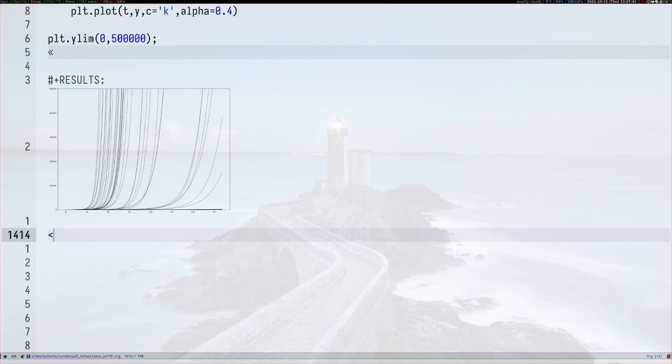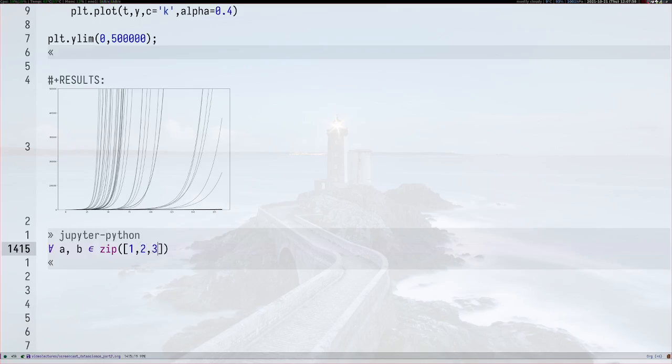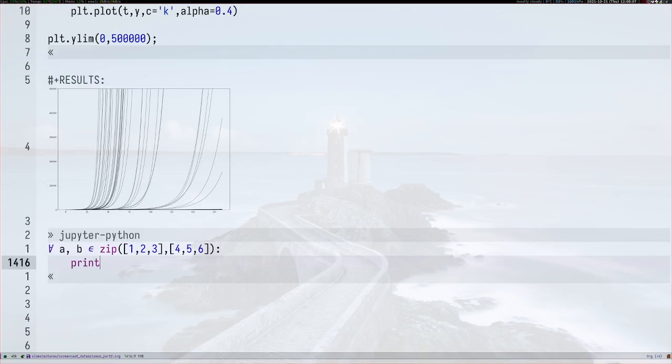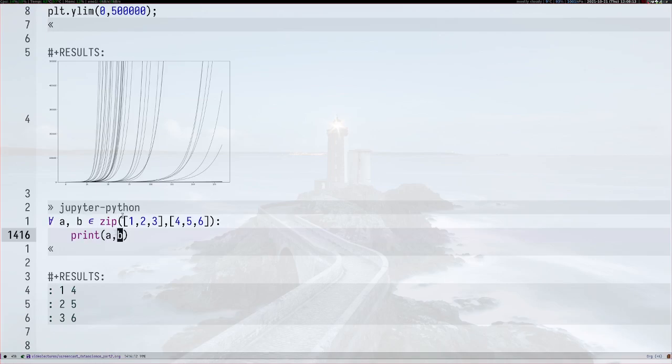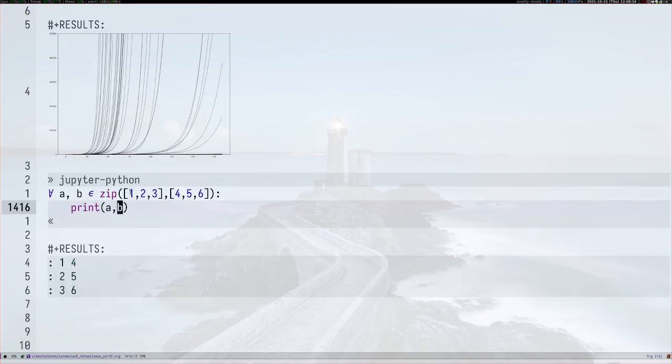So let me quickly show you what this zip command does. For A, B in zip, and now we're going to give it two lists. The first list is 1, 2, and 3, and the second list is 4, 5, and 6. And we're going to print A and B. Basically what this zip command does is that it combines the first element of the first list with the first element of the second list. So I get 1, 4. The second element of the first list, second element of the second list, etc.